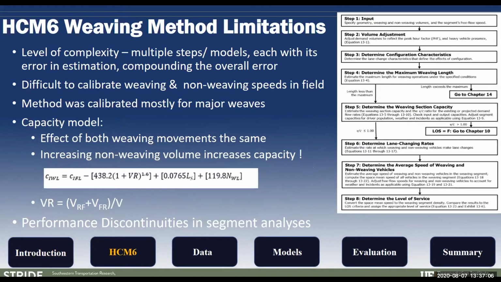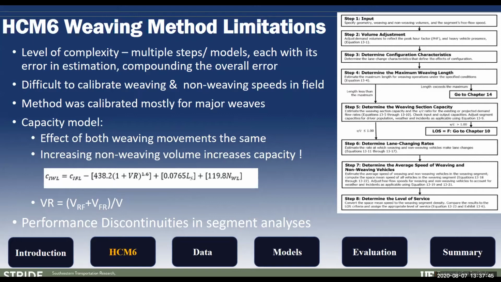So let's start with some of the limitations. One of the things that strikes you, particularly if you are working this manually, is the complexity of the method. As you see on the right-hand side, there's a flow chart of the methodology: calculation of maximum weaving length, estimation of capacity, estimation of lane changing rates for weaving and non-weaving vehicles, speed for weaving and non-weaving vehicles, and then aggregating these into a single speed to determine the level of service.